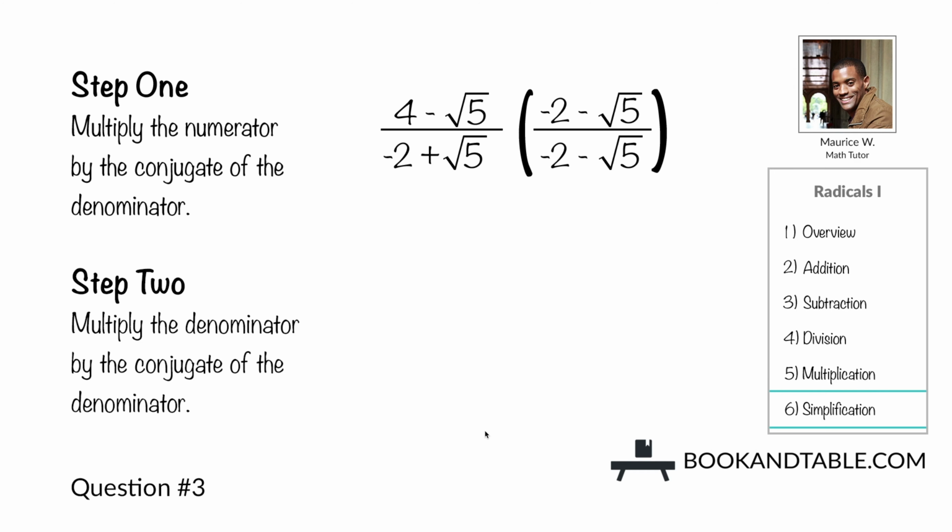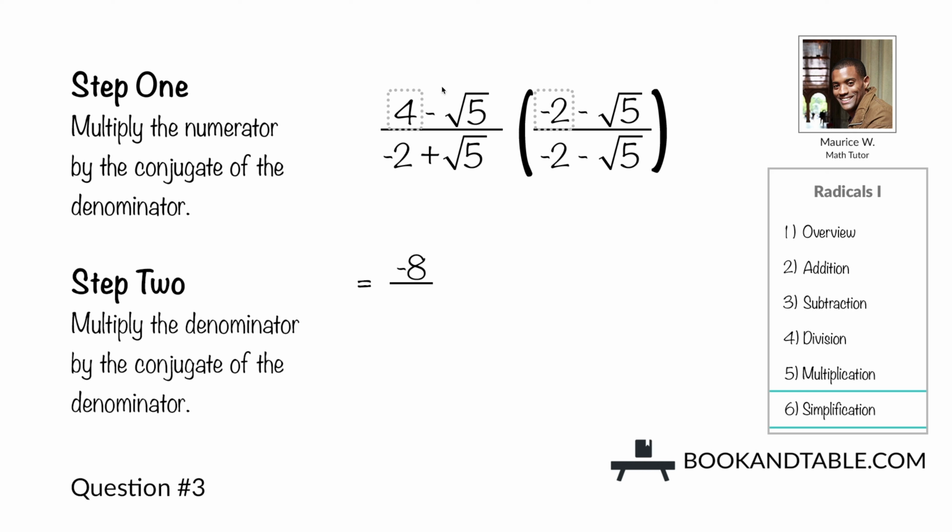And then question number 3, we have a binomial in the numerator and we have a binomial in the denominator. To rationalize, we multiply the numerator and the denominator by the conjugate of the denominator. The conjugate of the denominator is the result of changing the plus sign to the negative sign. Leave the negative in front of the 2. So step 1, multiply the numerator by the conjugate of the denominator. This requires us to use the FOIL method.